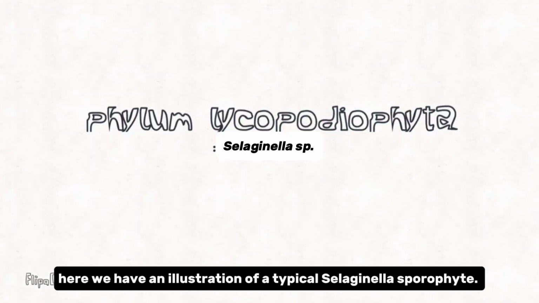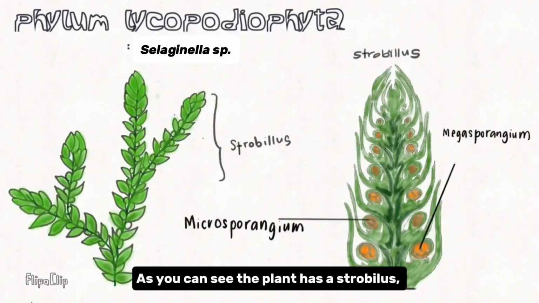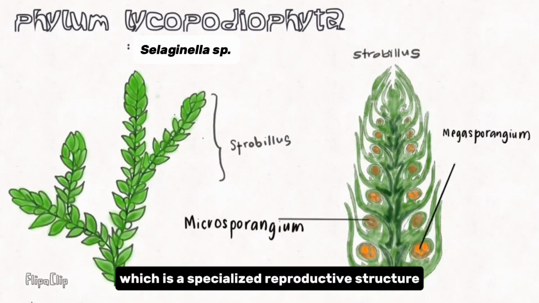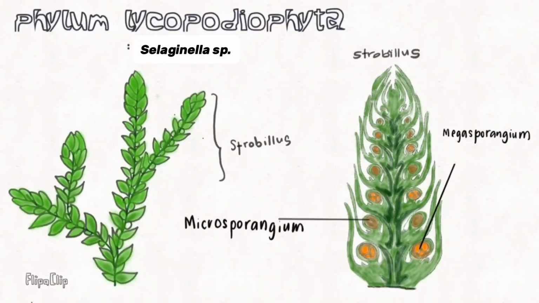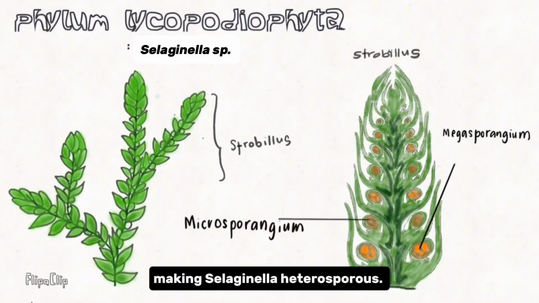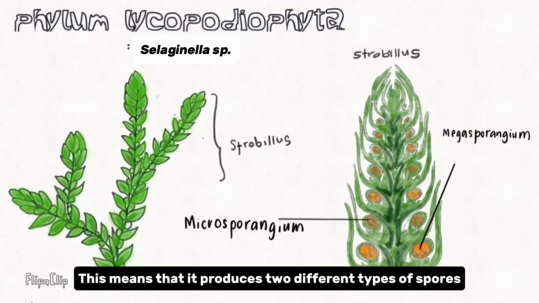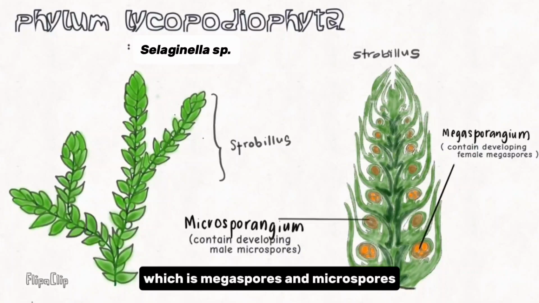Here, we have an illustration of a typical Selaginella sporophyte. As you can see, the plant has a strobilus, which is a specialized reproductive structure. The strobilus is a cone-like feature where the spores are produced. The strobilus contains both male and female reproductive parts, making Selaginella heterosporous. This means that it produces two different types of spores, which are megaspores and microspores.